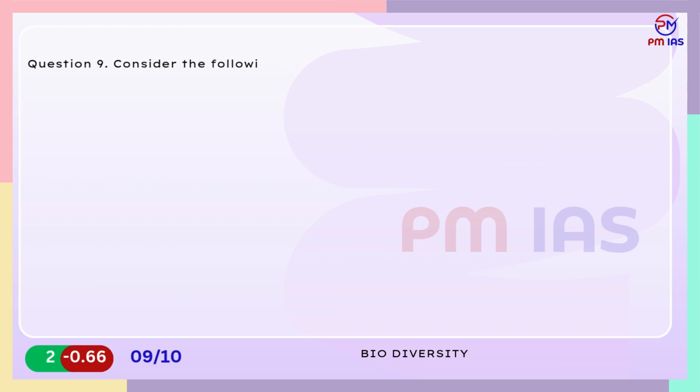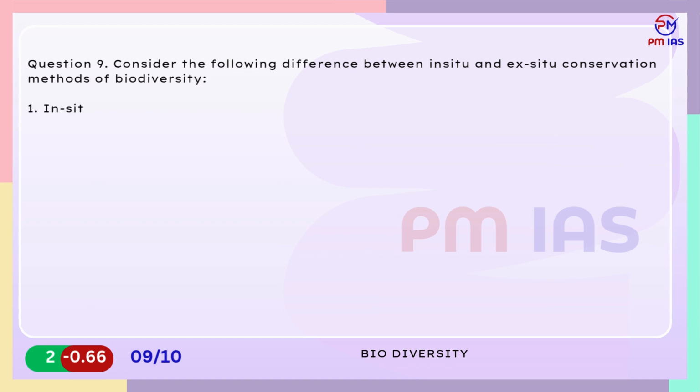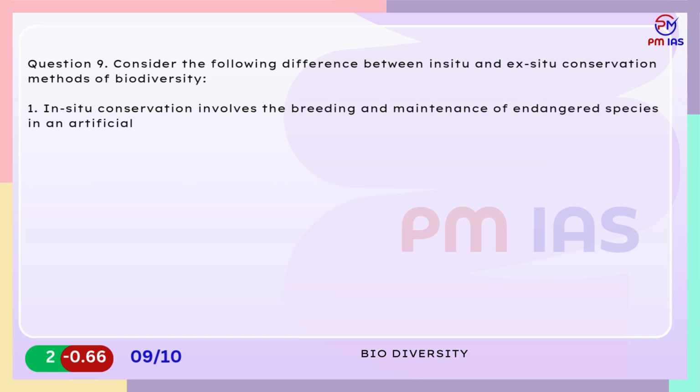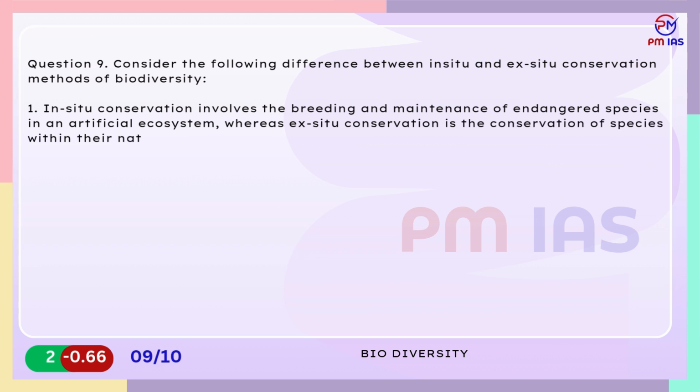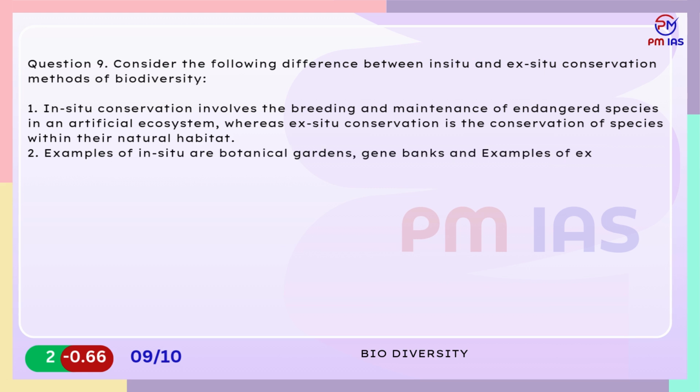Question 9. Consider the following difference between in situ and ex situ conservation methods of biodiversity. 1. In situ conservation involves the breeding and maintenance of endangered species in an artificial ecosystem, whereas ex situ conservation is the conservation of species within their natural habitat. 2. Examples of in situ are botanical gardens, gene banks, and examples of ex situ are national parks, wildlife sanctuaries, etc. Which of the statements given above are correct?